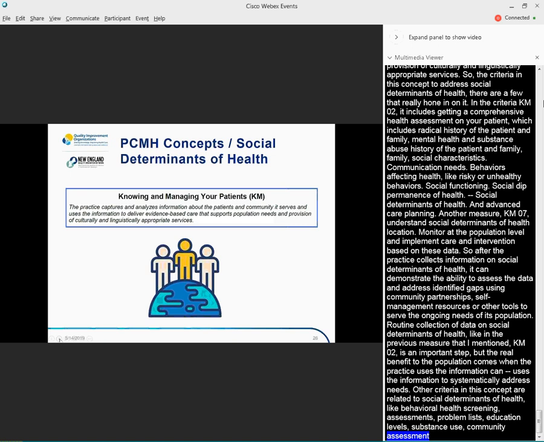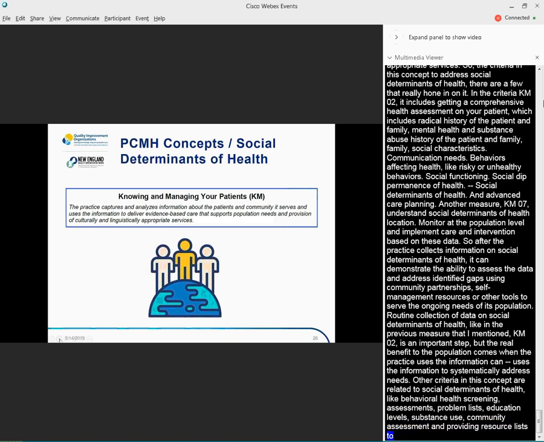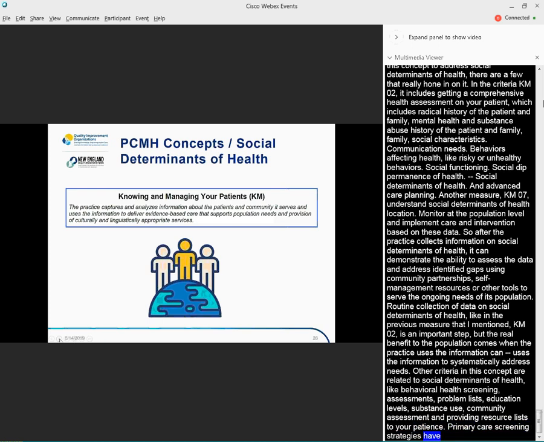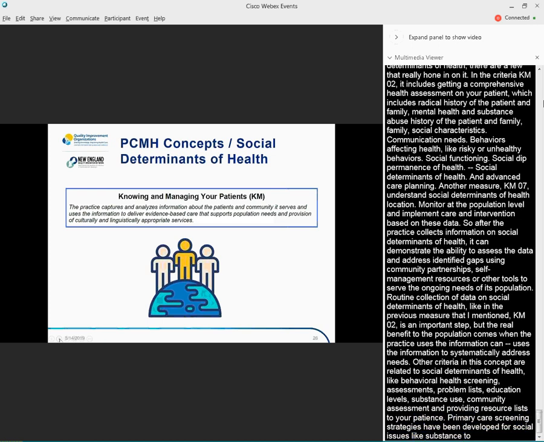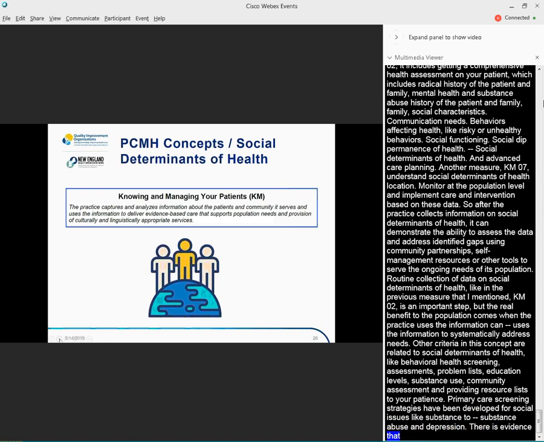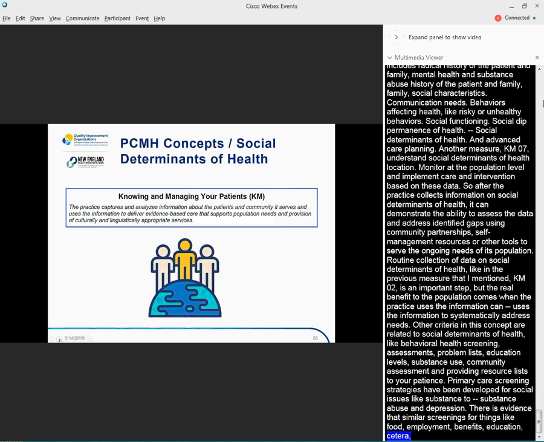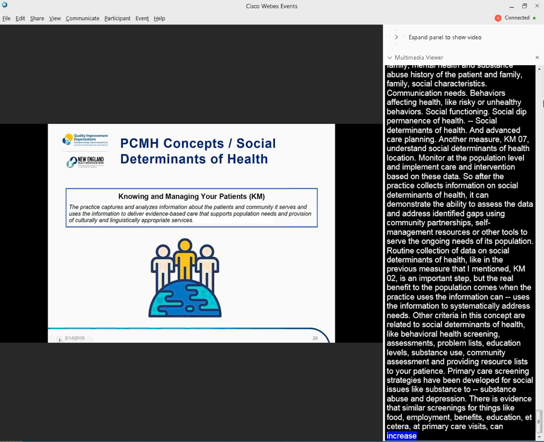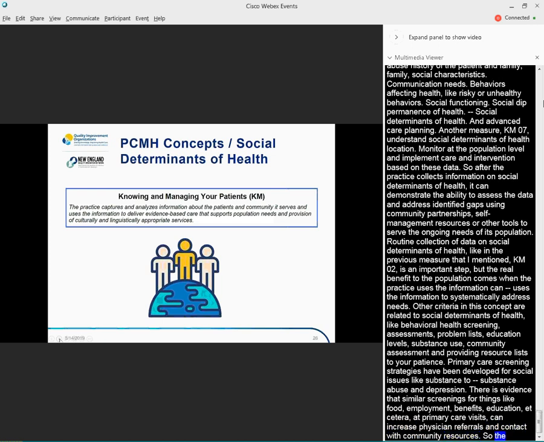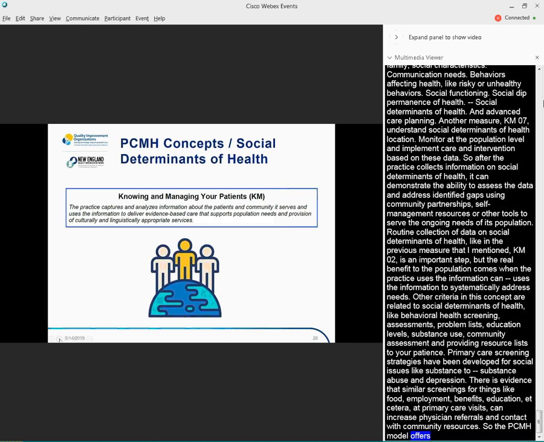Primary care screening strategies have been developed for specific psychosocial issues like substance abuse and maternal depression, but there's emerging evidence that similar screening for basic unmet material needs like food, employment, benefits, education, etc., at primary care visits can increase physician referrals and family contact with community resources. So the PCMH model offers new opportunities for monitoring the basic unmet needs of vulnerable adults, particularly the elderly, and linking them to community resources.